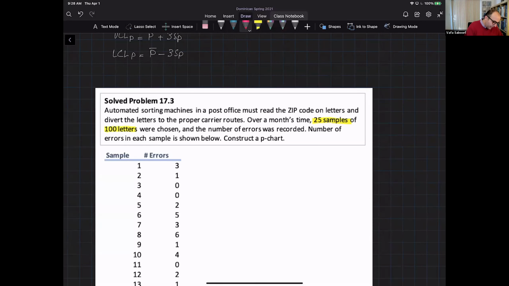Let's go ahead and write these down. So my number of samples is 25. My sample size, or n, is 100. Okay, so now let's use the formula that we just learned to build this chart. The first thing we need to do is calculate p bar. The formula is sigma yi divided by n times k.